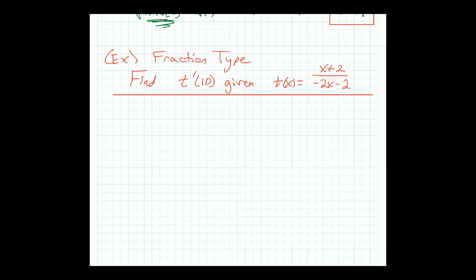Okay, so how are we going to start? Same way we started the others, right? You're going to go t prime of 10 and say, well, what's the definition say? Definition says it should be t of 10 plus h minus t of 10, all over h.